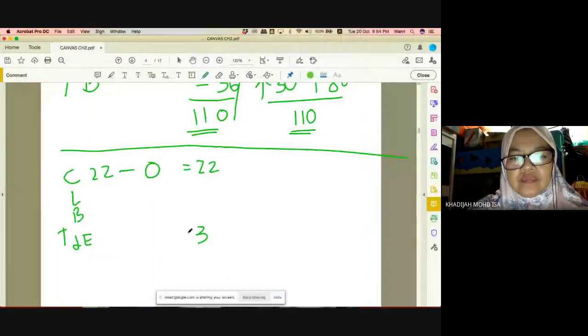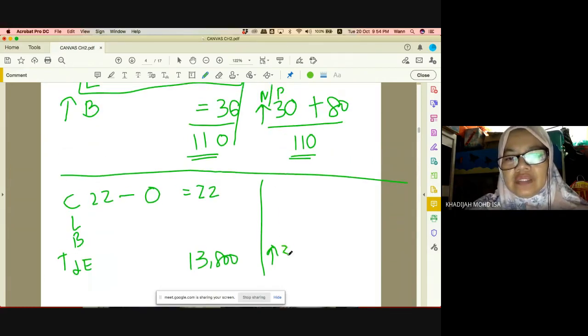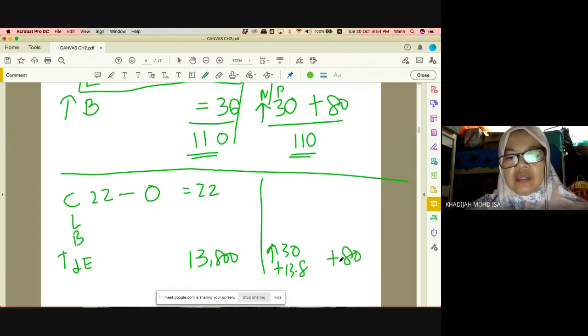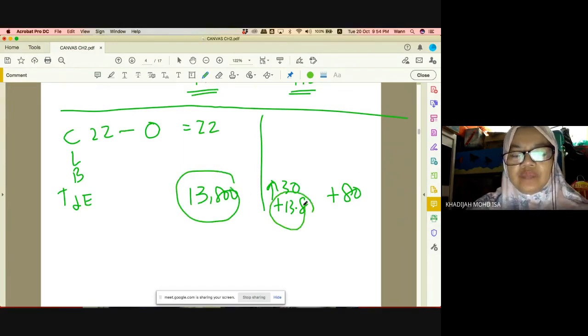13,800. Okay, but you also increase your liability by 13,800. Initially you have 30, right? So you have 30 plus 13.8. No change in your owner's equity. So you can see here there's no change, but there's an increase of 13.8, and here there is also an increase of 13.8. So it should be balanced.